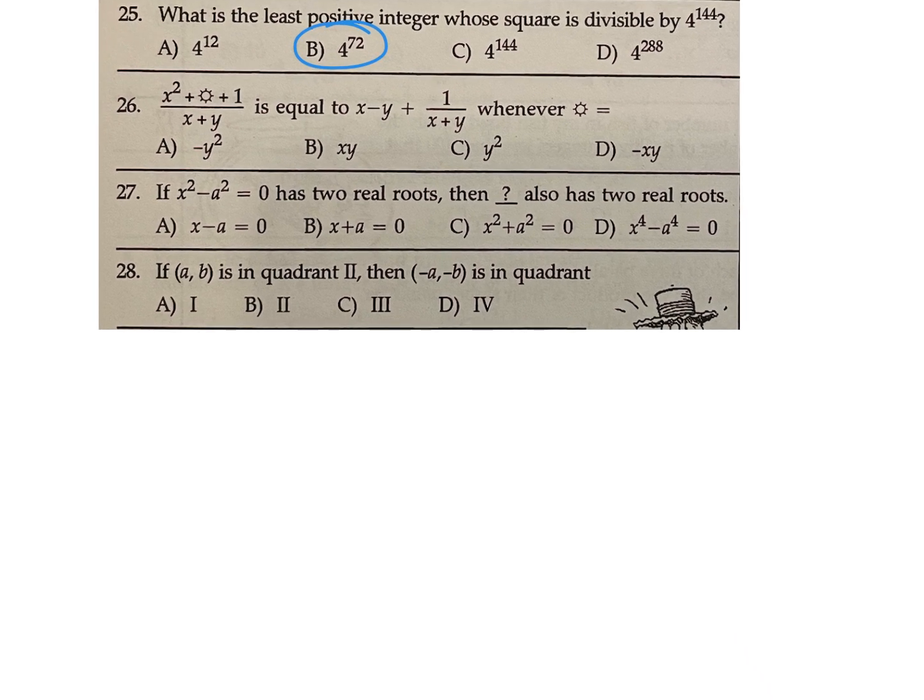x squared plus 1 over x plus 1 is equal to x minus y plus 1 over x plus y. Okay, well, let's see.